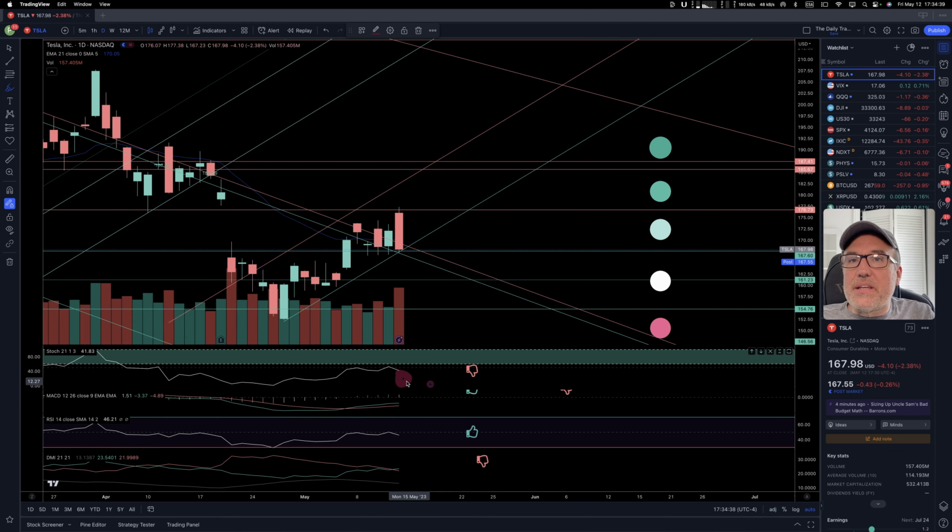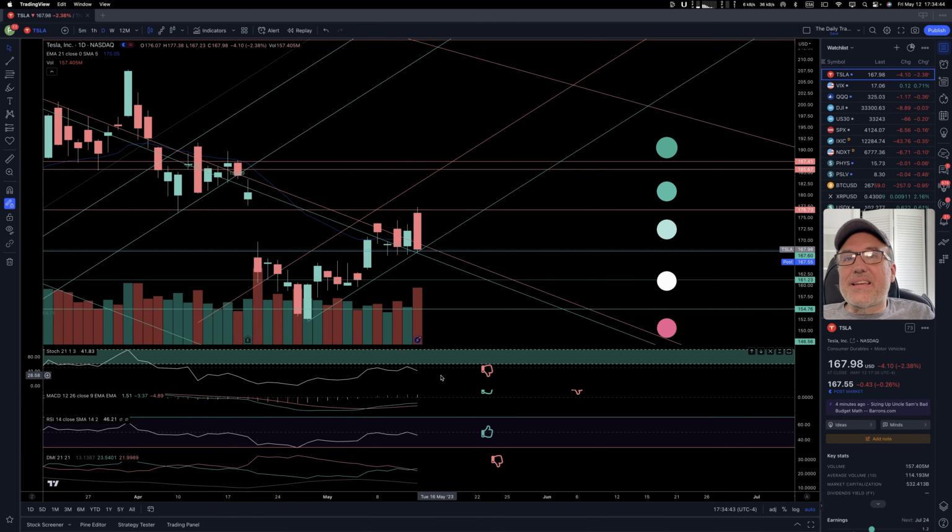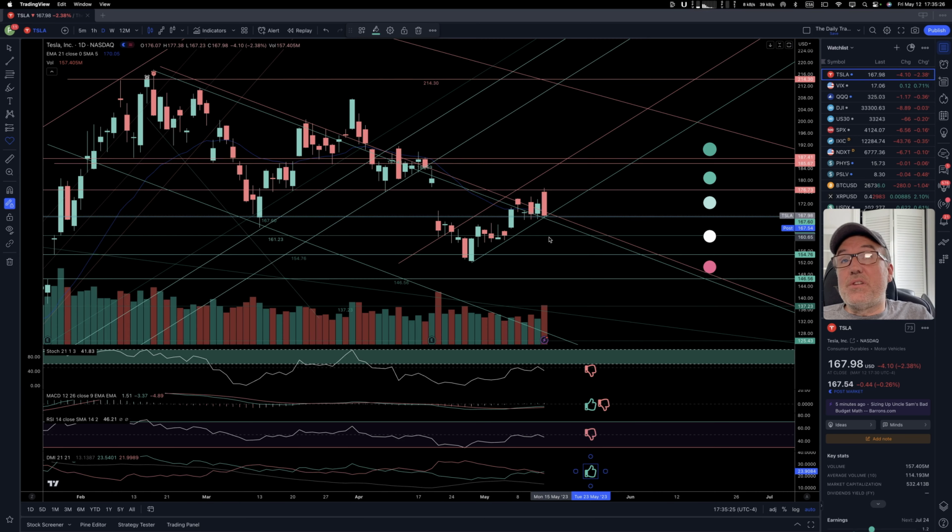So let's look at our indicators. We have stochastic at 41. We have the MACD bullish crossover that we had a while ago. RSI is now negative. But the DMI became positive. This combination does not happen very often. The stock is really undecided.